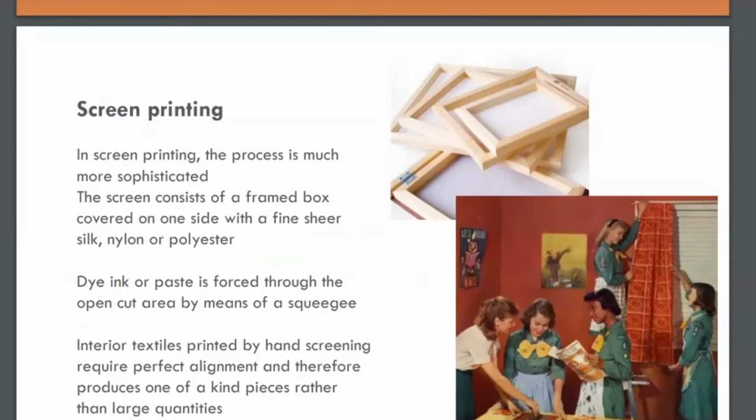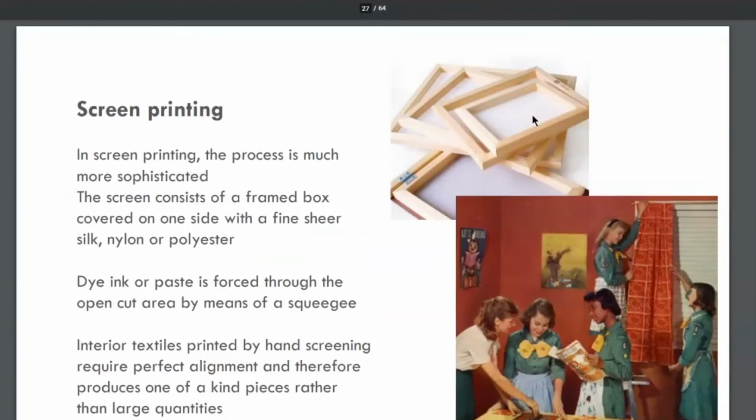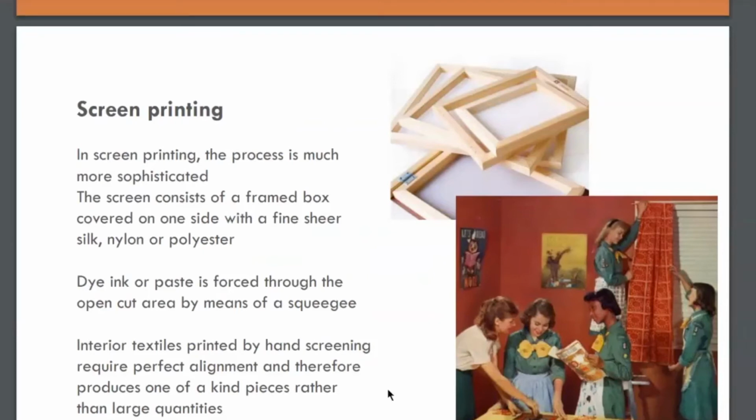The screen consists of a framed box covered on one side with a fine sheer silk. That's what you're looking at here, nylon or polyester. Dyed ink or paste is forced through open cut areas by means of a squeegee. So you can see that the troop leader here, there are places to resist the dye. Dye is placed on top, or a pigment is placed on top, and then a squeegee, much like when you take a shower and you take the water off the shower walls, is forced through the opening.